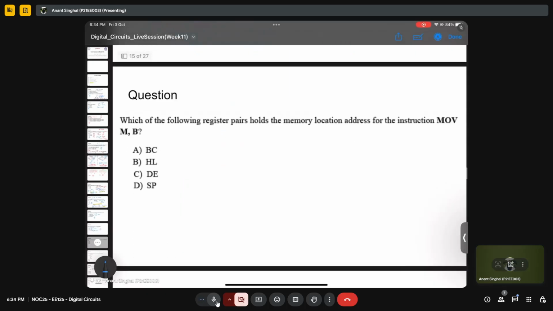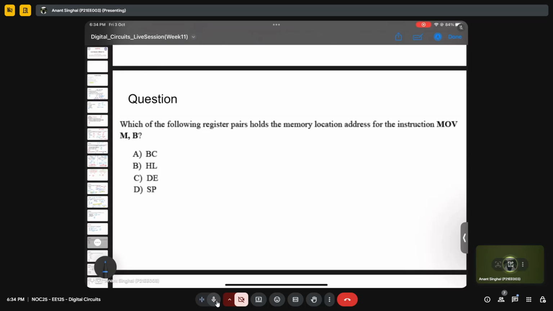Let's move ahead. It says, which of the following register pairs hold the memory location address for the instruction? We have given an instruction to the accumulator which is MOV M, B, which basically says that we need to move whatever is there in B to the memory location M. That is the hint that I can give you. Please let me know the answer.